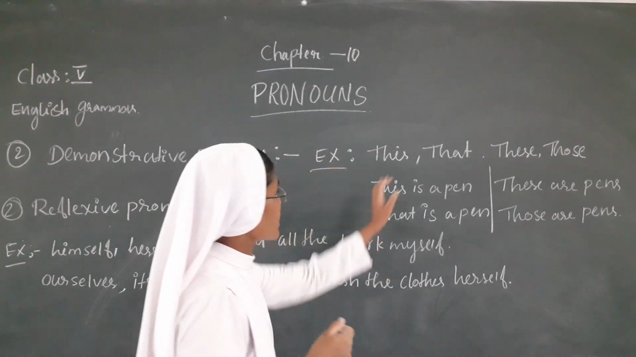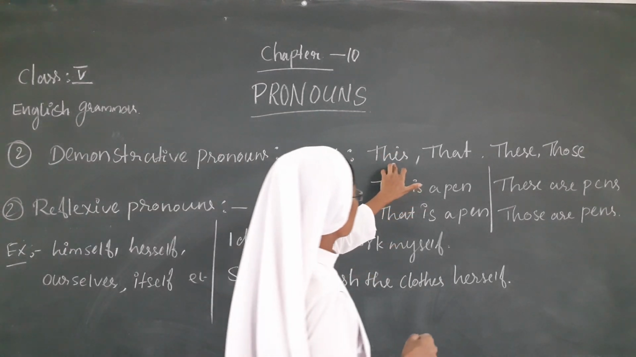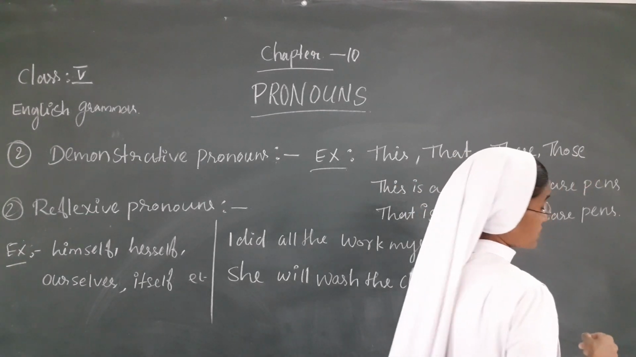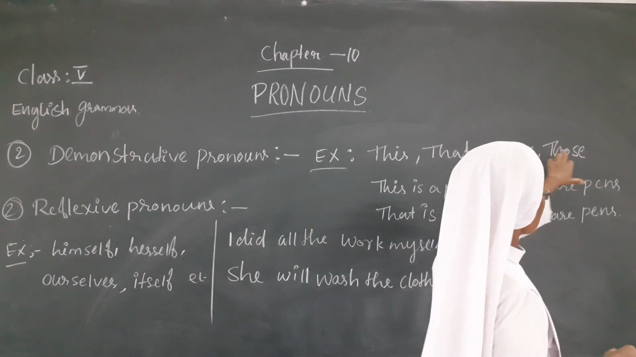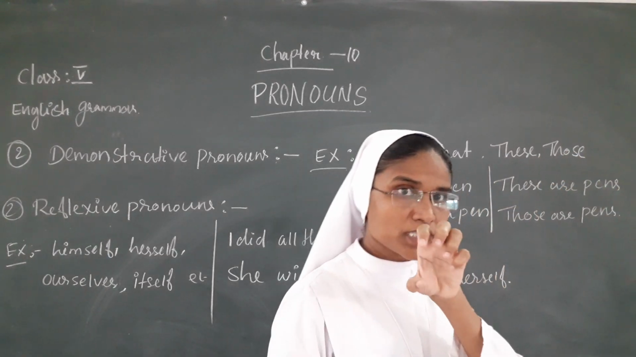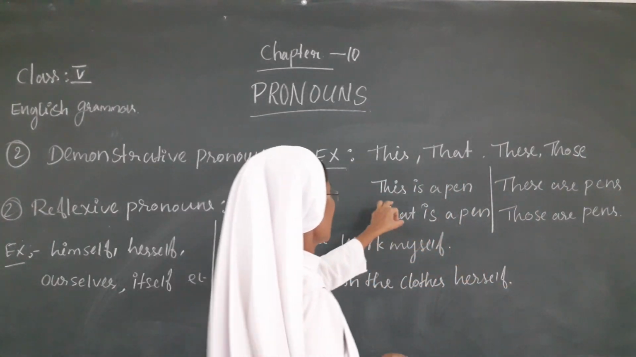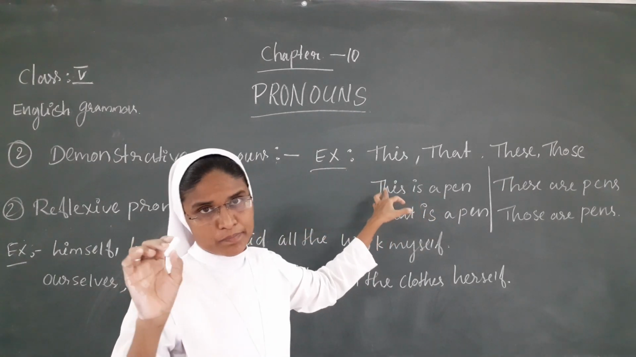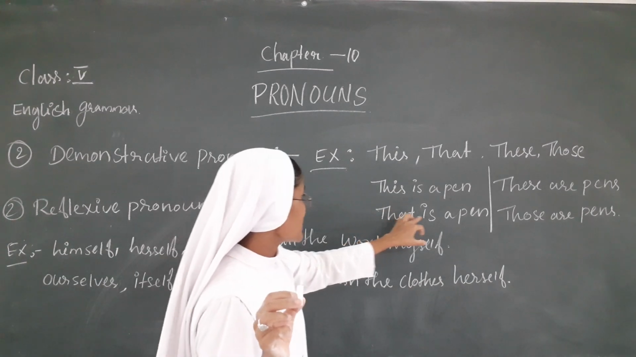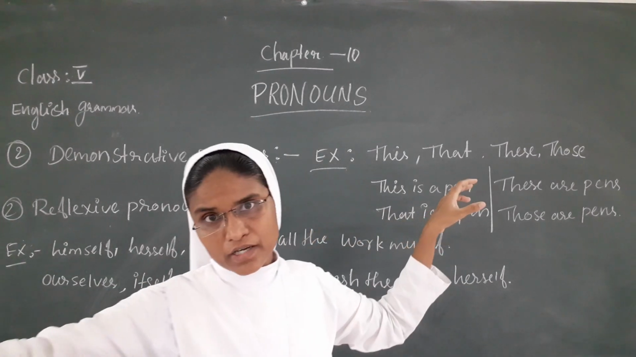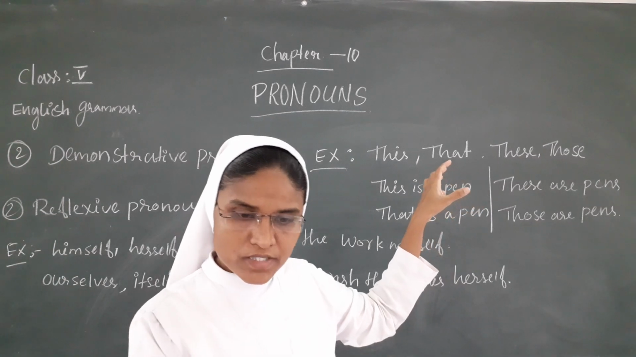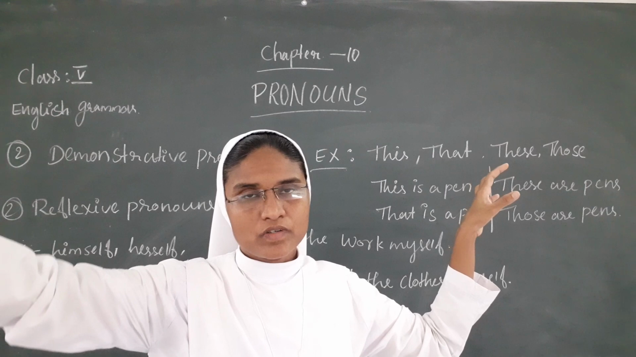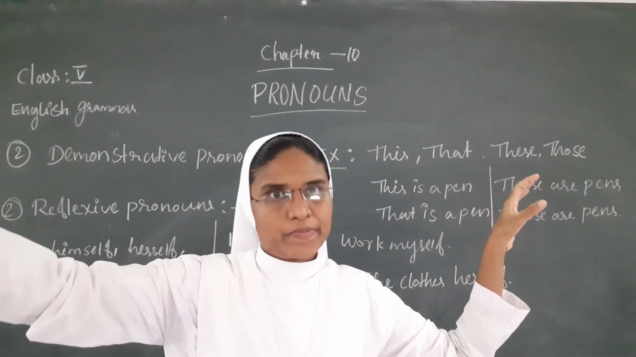For example, the demonstrative pronouns are this, that, these, those. I have written the examples. This is a pen. It is singular form. You see in my hand there is a pen. This is a pen. That is a pen. This means the pen is near. That means the pen is far.